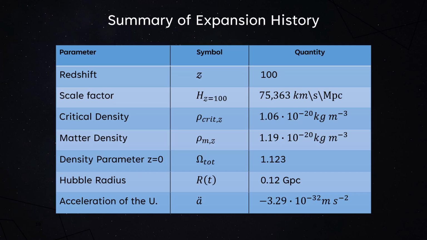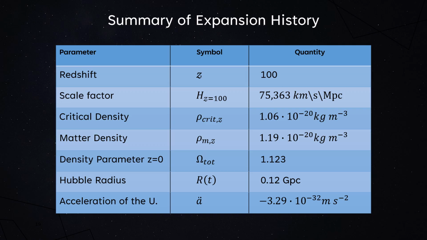All right, now for a summary of the expansion history. So this table here summarizes the key results of our expansion history calculations. It includes the scale factor, redshift, Hubble parameter, critical density, matter density, radius of curvature, and acceleration at our chosen time. These values collectively illustrate how matter domination, high density, and curvature influence the evolution and expansion of the hypothetical universe.